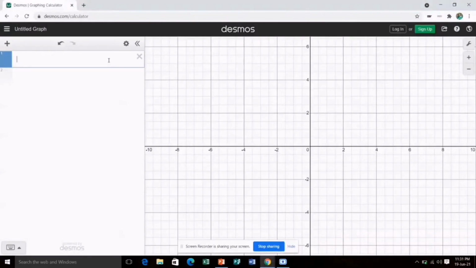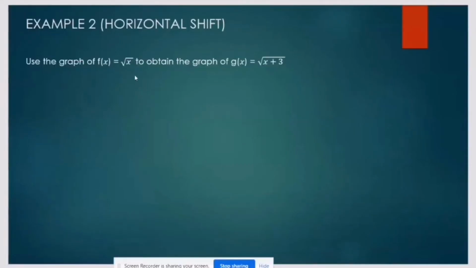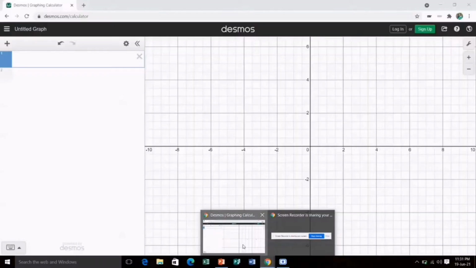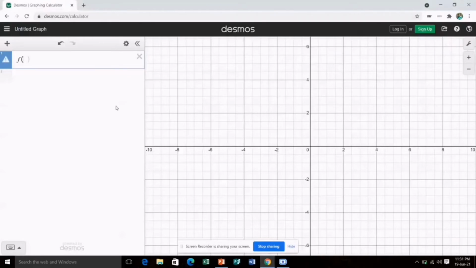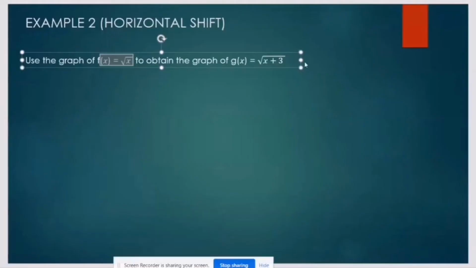We insert the first value, which is f(x) equals square root of x. As you can see, the pattern of the graph has been shown with a plot of 0, 0. To solve our question, we insert the second value, which is g(x) equals square root of x plus 3.